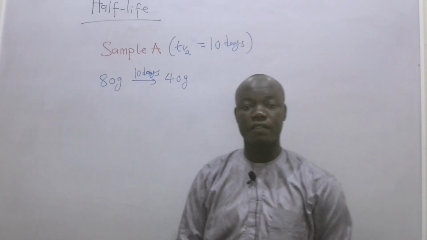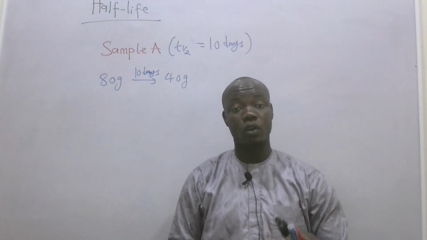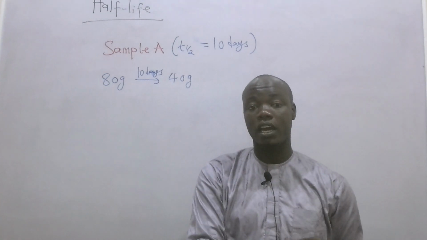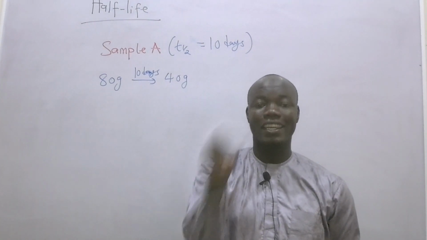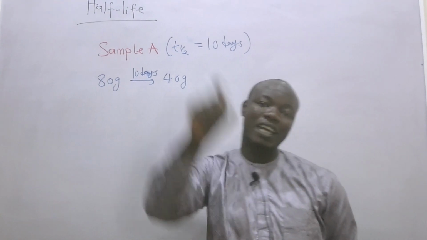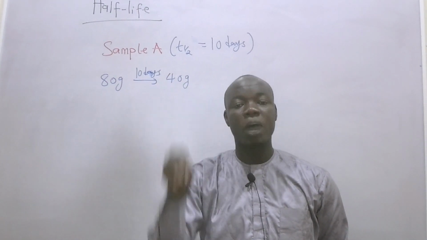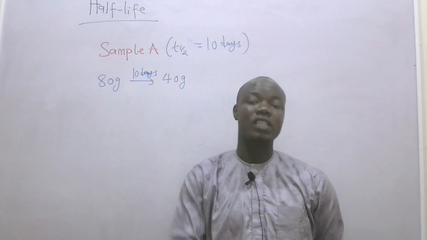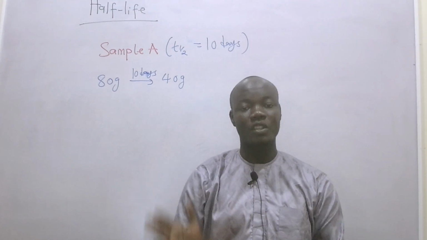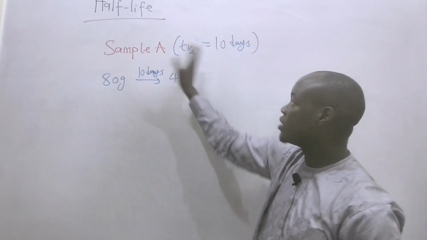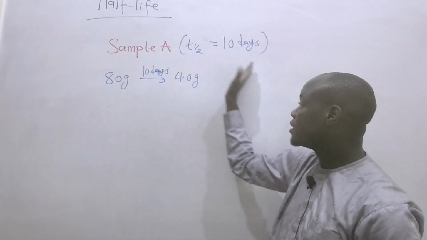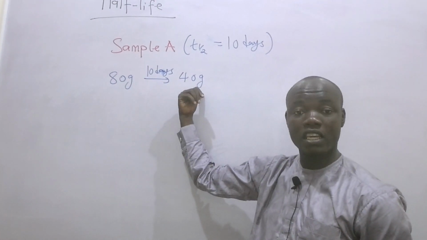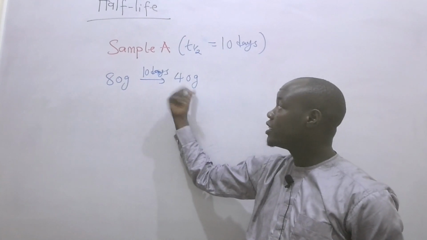Let's say we have a radioactive element A. So if the half-life of that particular element A is 10 days, it means that after 10 days, the original mass of that radioactive substance will decay to half of its original mass. And that is what you call half-life. So in this case, we have sample A and the half-life for sample A is 10 days. So after 10 days, the mass of sample A will decay from 80 gram to 40 gram.